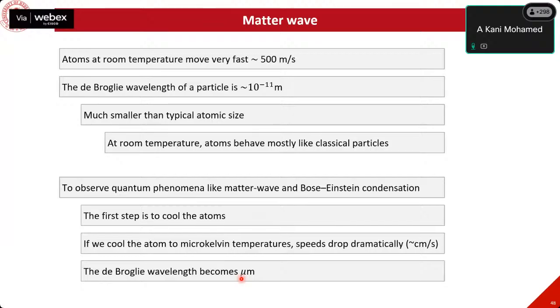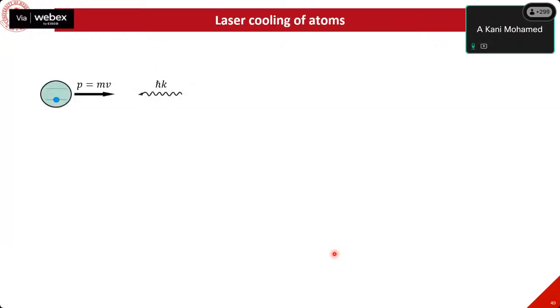So the first step is to cool the atoms to around microkelvin temperature. The basic idea for cooling is laser cooling. Light is being used to cool the atoms, manipulate the atoms, and to create the matter wave.